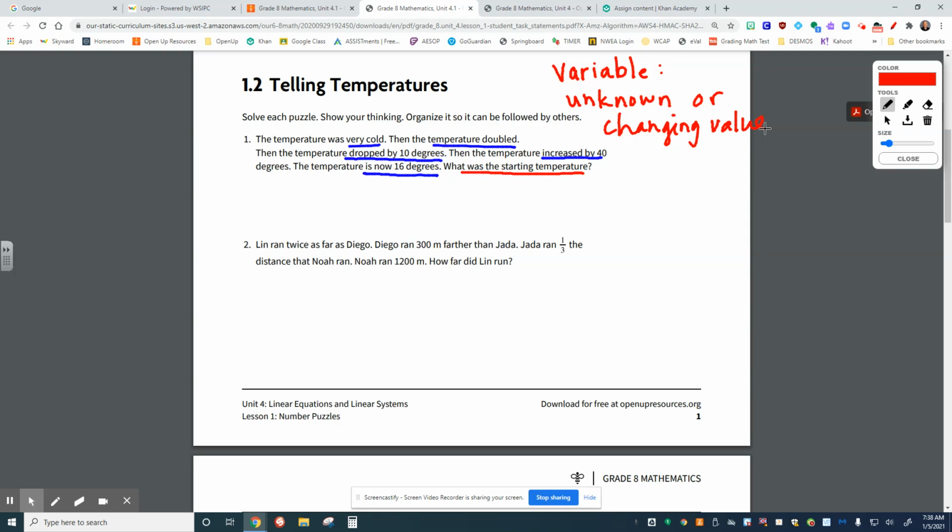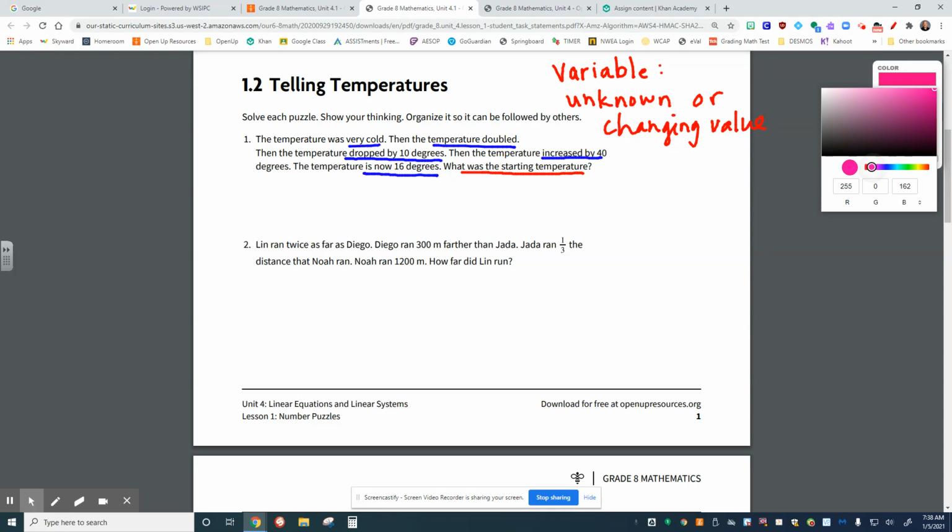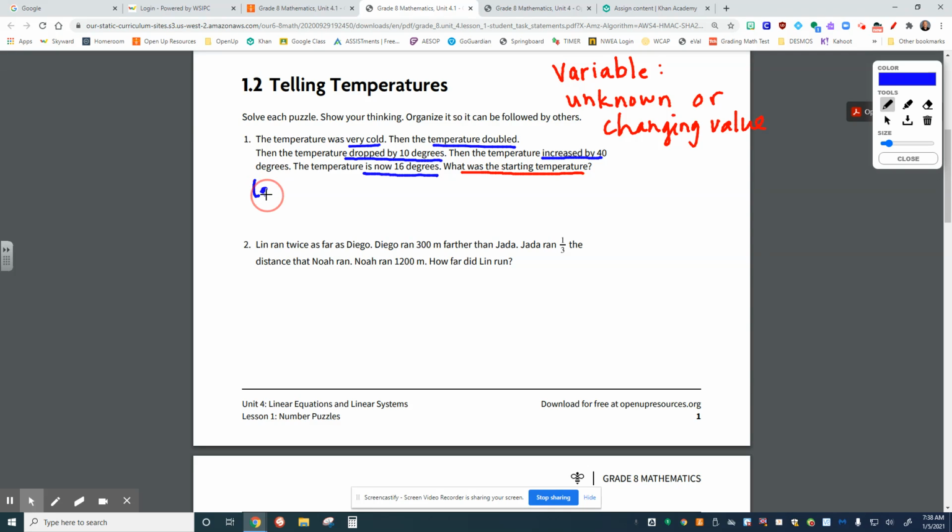An unknown value means that it has either one value, or it could, like we saw in the coordinate planes, change, or it might not have a value at all. In this case, we're looking for an unknown value of a temperature and where we started with that temperature. So we're actually going to start out by identifying our variable. In this case, let's go ahead and say, let T be the starting temperature. We want to identify that variable so that we know exactly what T means when we write our equation for this. We need to be able to show our thinking.